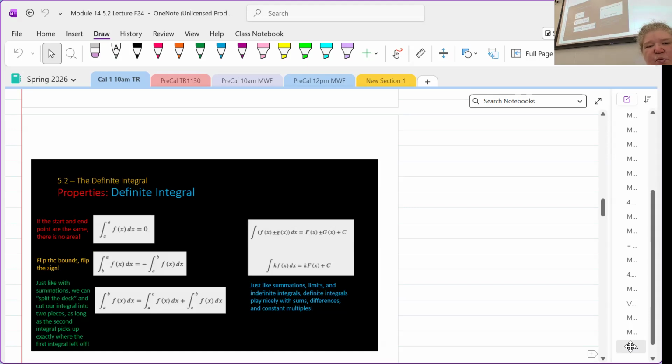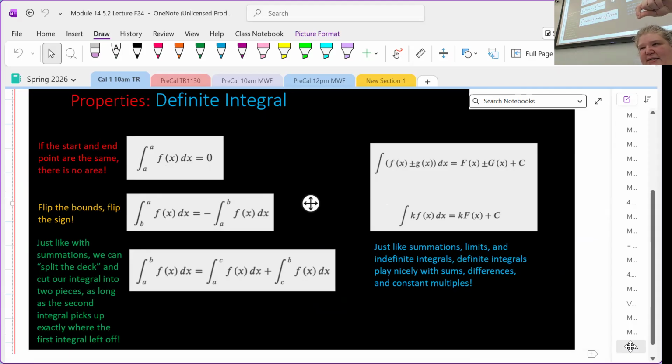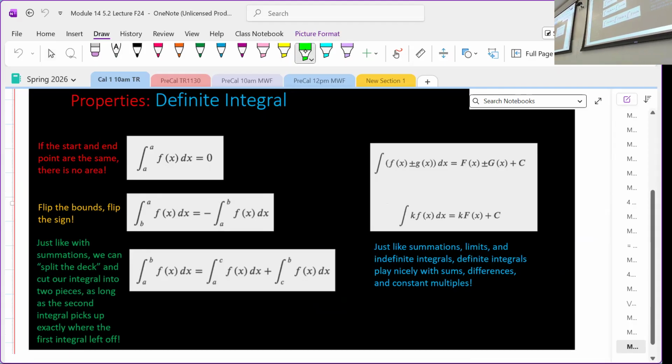Now, this ends up with some weird caveats. So if I look at the integral from starting at A and ending at A, that's the same number. So I haven't actually moved anywhere. My delta x is 0. So the area under the curve at a singular number is 0. Now, if I'm looking at an integral and my bounds are backwards, like notice the first one is from B to A.